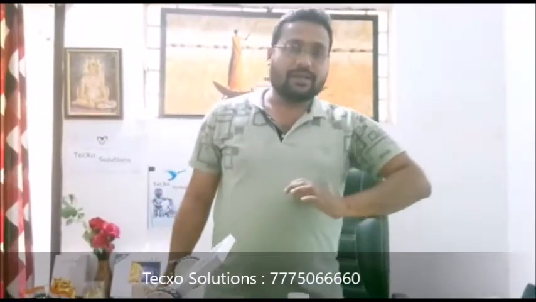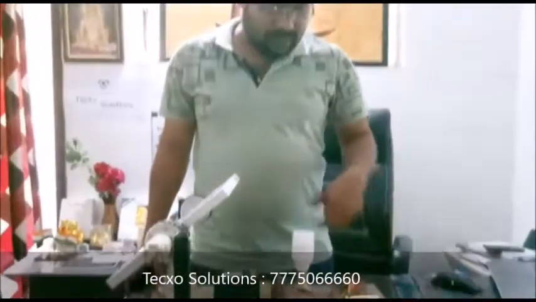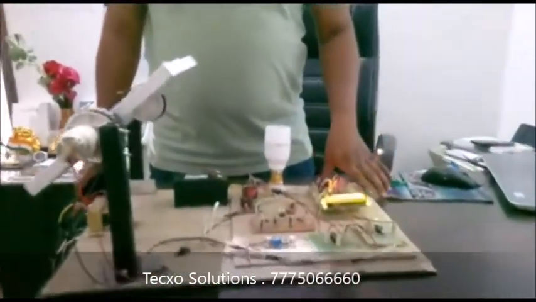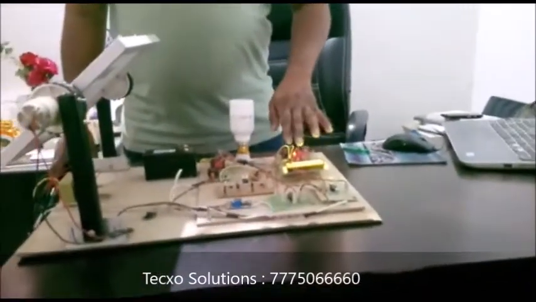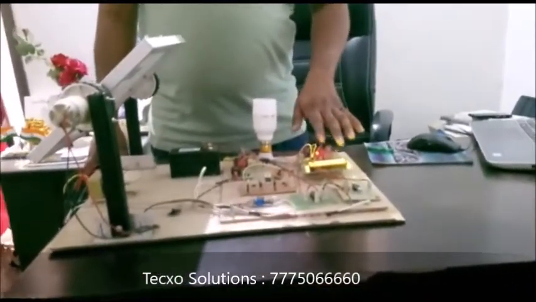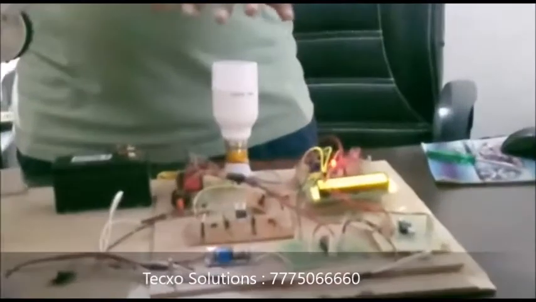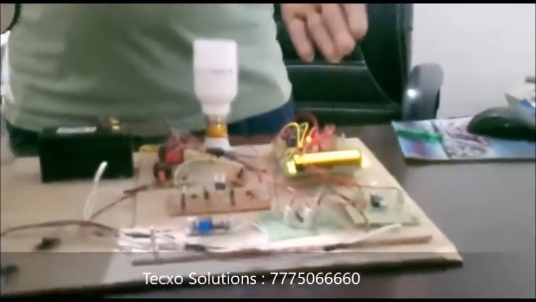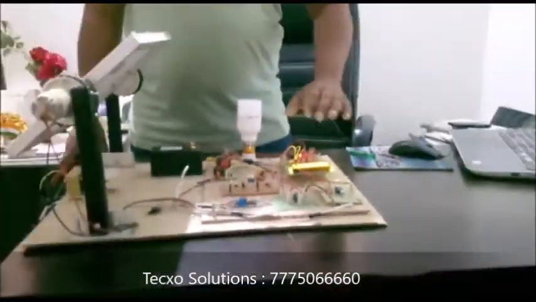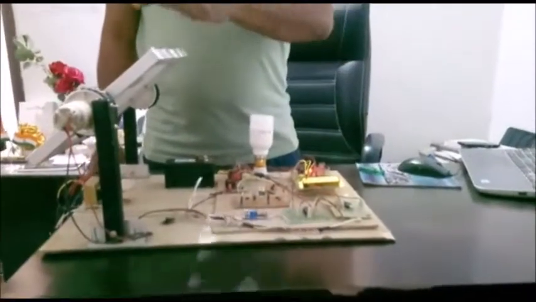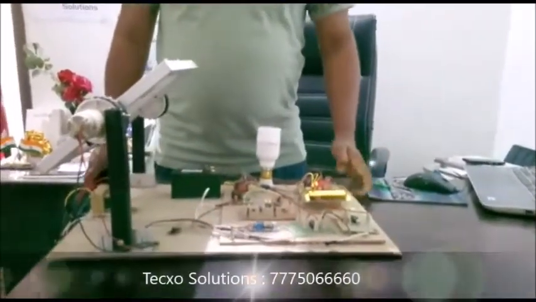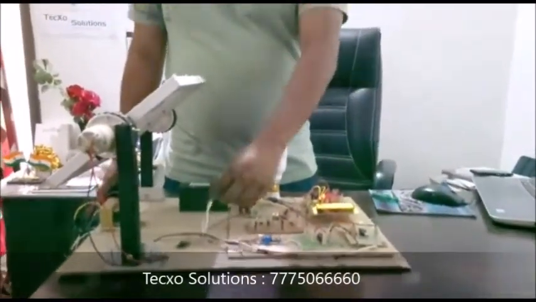So guys, let's see the working of this solar tracker in dual axis mode. We just switch on the circuit board. After switching on, the LCD display shows the solar panel status, whether it is in stable mode or non-stable mode. When it goes to the left side, the display shows left. When it goes right, the display shows right. So let's see the working of this.